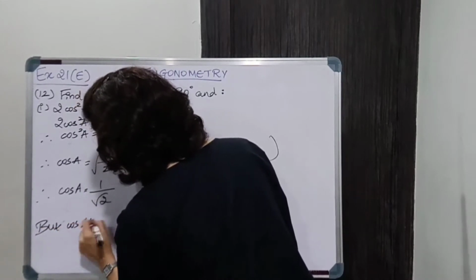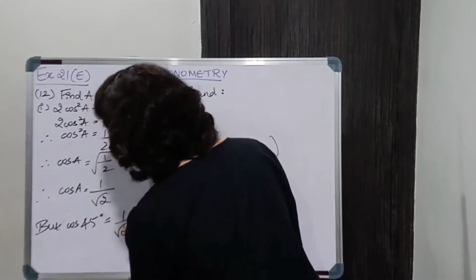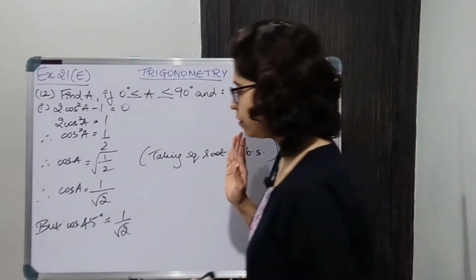Cos 45 is equal to 1 upon root 2. Therefore I can say A is equal to 45.